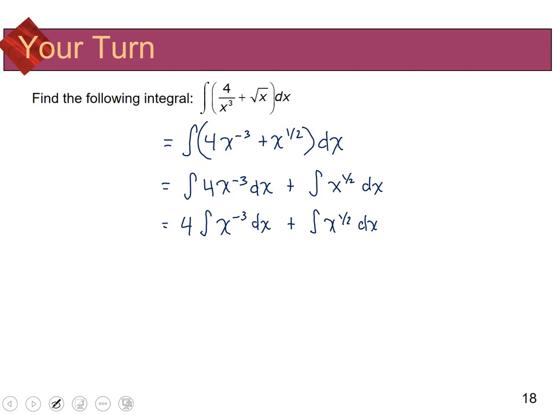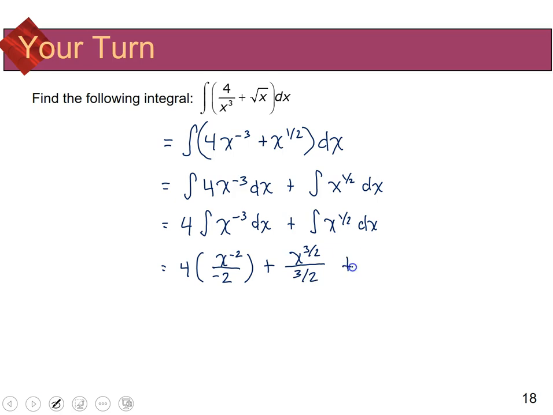So I basically factored the 4 out of the first one because I can. And so now I'm going to have 4 times x to the negative 2 power because I'm adding 1 to the exponent. Make sure you handle your negatives correctly. And I'm going to divide by the new exponent, which is negative 2, plus x to the 1/2. I'm going to add 1 to that. That's going to be x to the 3/2. And I'm going to divide by the new exponent. That's over 3/2. And I'll simplify that momentarily.